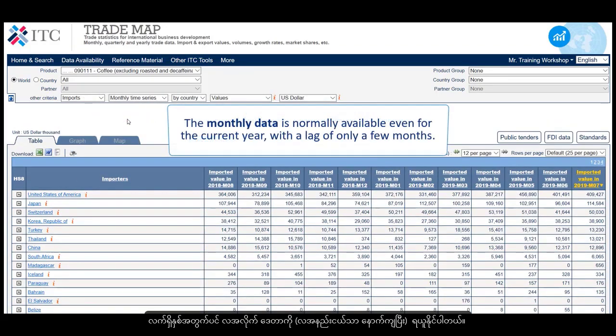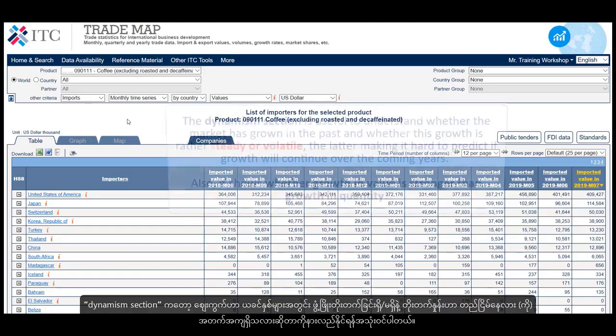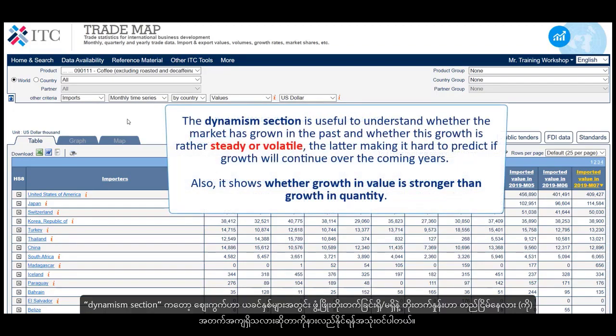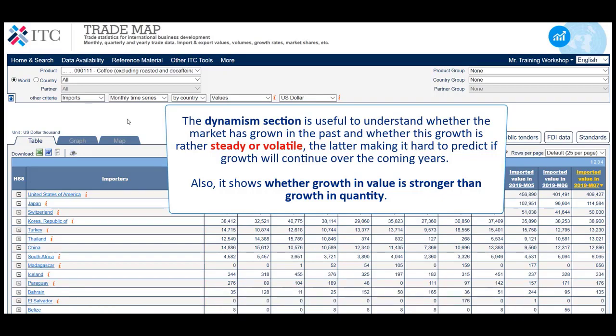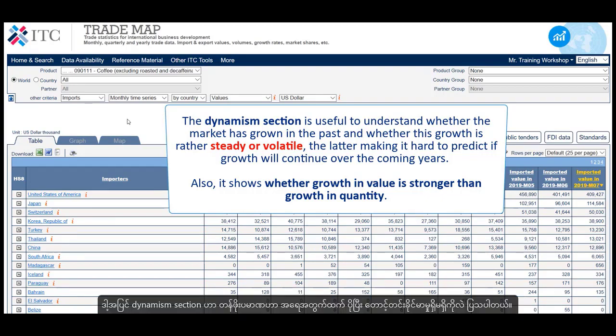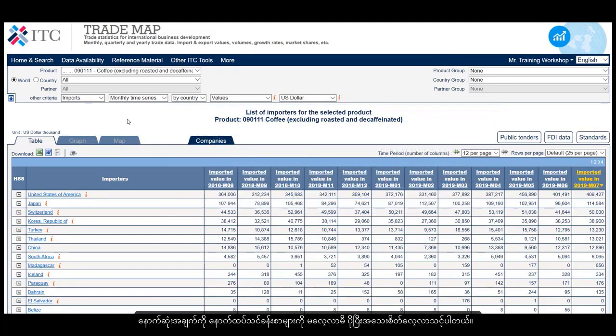The monthly data is normally available even for the current year, with a lag of only a few months. The dynamism section is useful to understand whether the market has grown in the past and whether this growth is rather steady or volatile, the latter making it hard to predict if growth will continue over the coming years. Also, it shows whether growth in value is stronger than growth in quantity. This last point should be explored in more detail before we go any further.